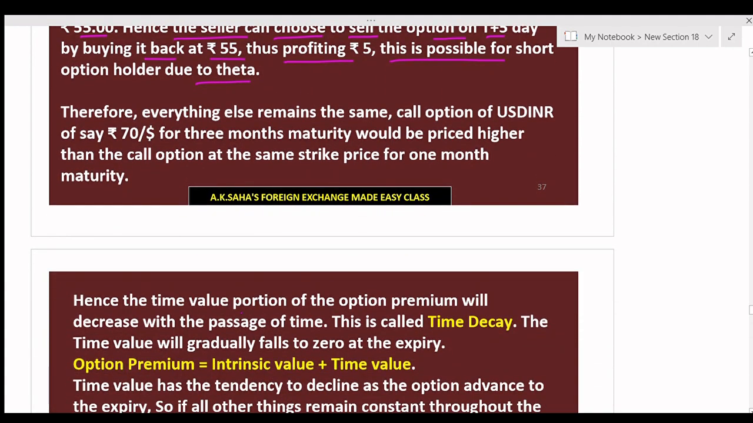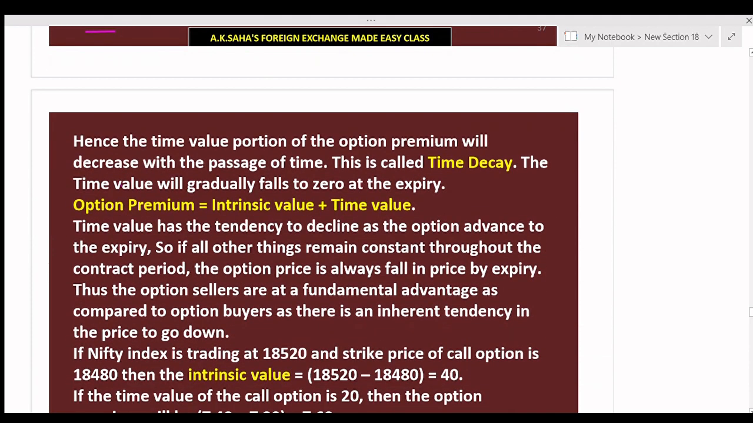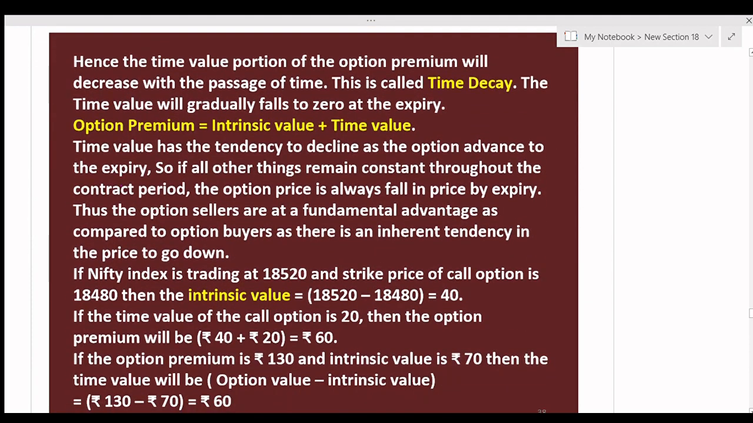Therefore, if everything else remains the same, the call option of USD INR, say ₹70 per dollar, for 3 months maturity would be priced higher than a call option at the same strike price for 1 month maturity. Hence, the time value portion of the option premium will decrease with the passage of time, and this is called time decay. The time value will gradually fall to 0 at expiry.